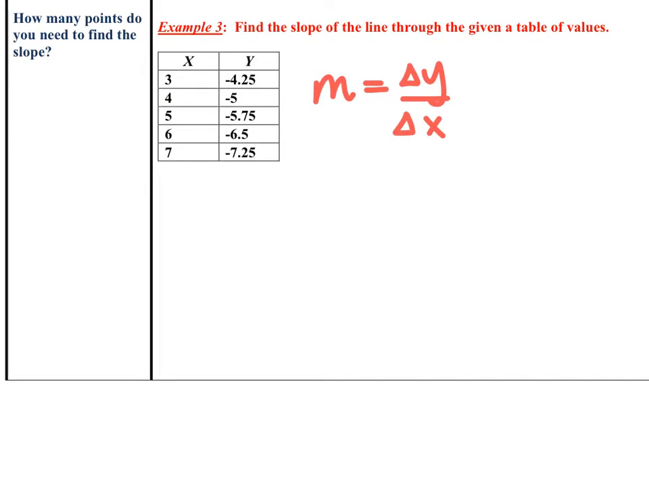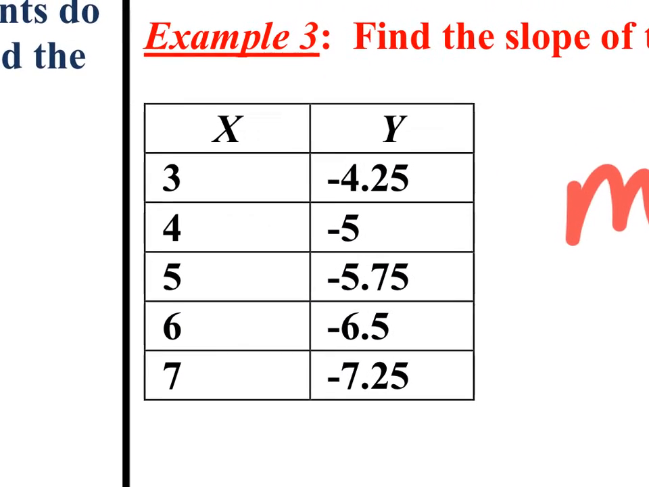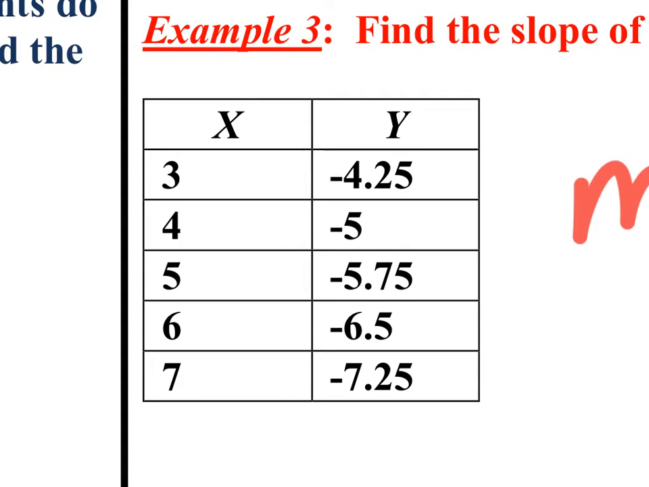So we're going to go to our table now and actually figure out what our change in y and x would be. How I do that is I usually draw some kind of bracket between the numbers. You only really have to check one set of points, right? (3, -4.25) is a point. So is (4, -5). You only need 2 points in order to find the slope. So you don't have to check everything in this table, just one set of numbers.